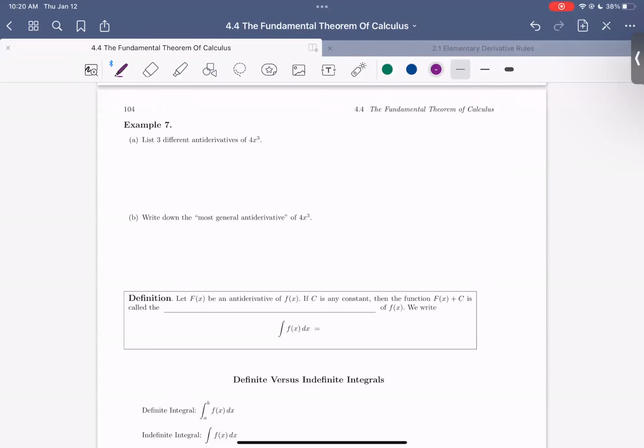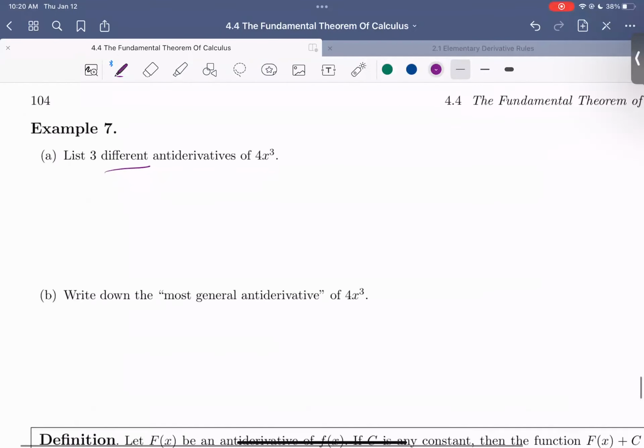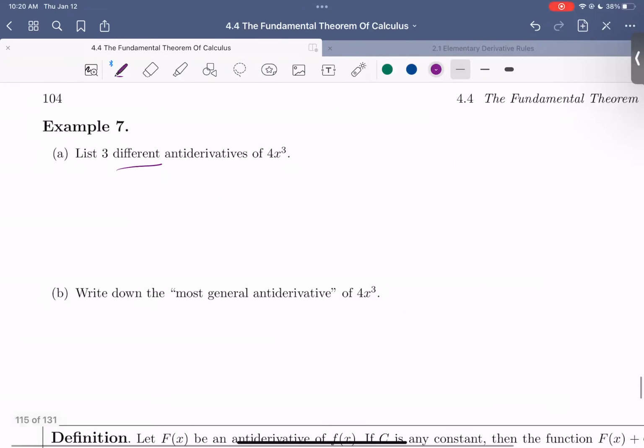Let's now take a look at example 7 in our section 4.4. Example 7 starts out with part A asking us to list 3 different antiderivatives of the function 4x cubed. So I'm going to go ahead and name one. What I'd like you to do is pause the video and see if you can name another. All right, now let's look together.